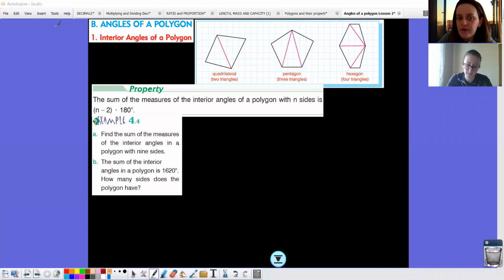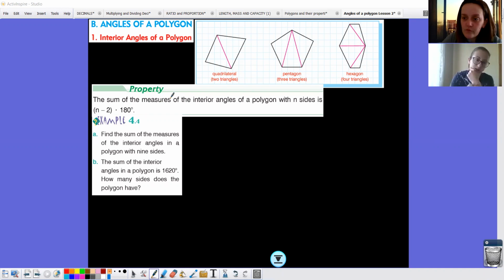This is the second part. Firstly, we studied the polygons, some elements of the polygon sides and how we call them. And we had one formula for the number of diagonals. Now we have the second part, angles of a polygon, interior angles of a polygon.